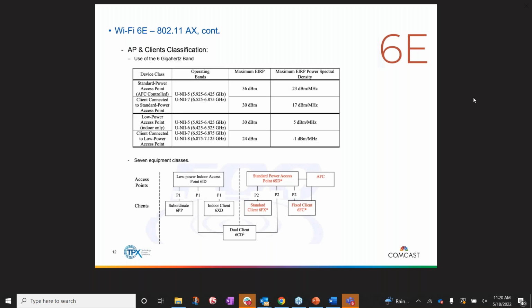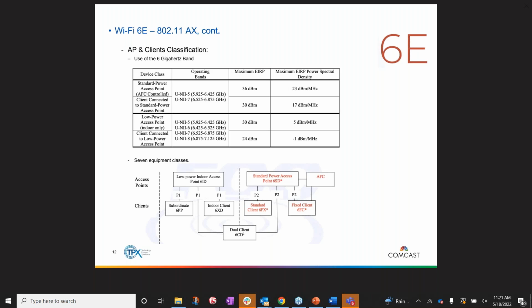Okay, so this is the AP and the client classification. SCTE has recommended that, depending on the power levels, the AP is going to be classified. The first is the standard-based access point. A standard-based access point can be operated at both indoor and outdoor, but under the control of AFC, that is called automated frequency control.